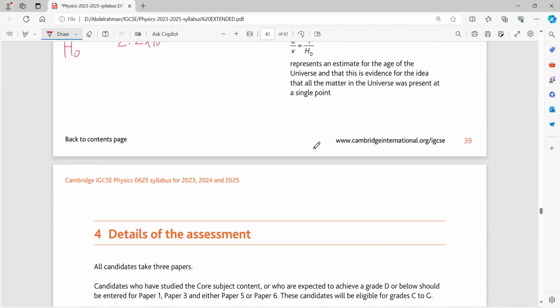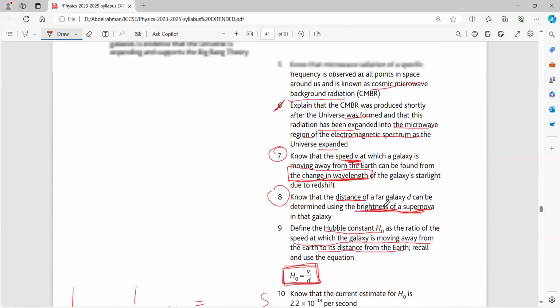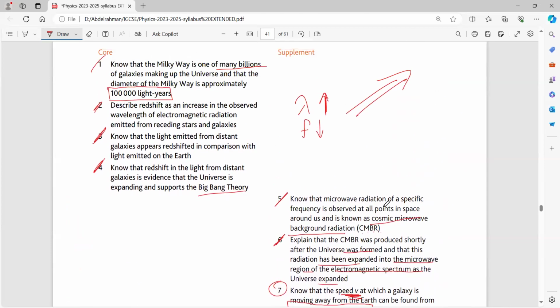And that's it. Wait, so the redshift proves that the distant galaxies are moving away from us? Yes. So the redshift and the CMBR both support the Big Bang theory. Yes.